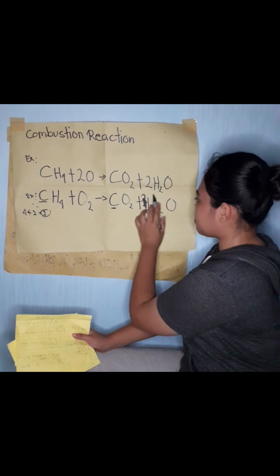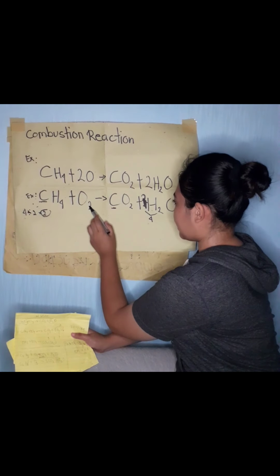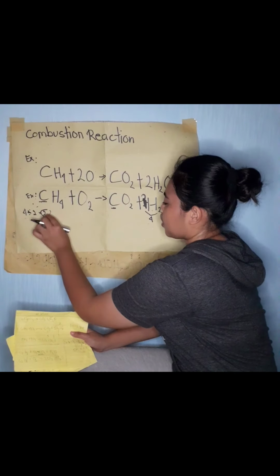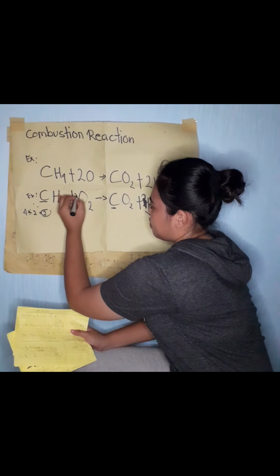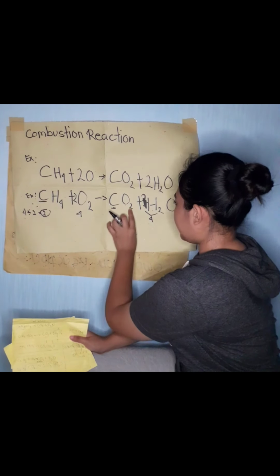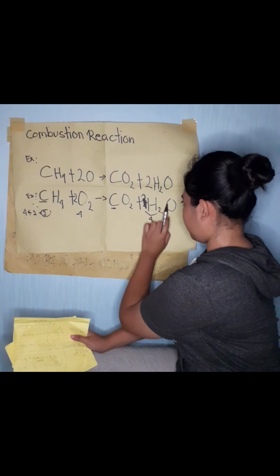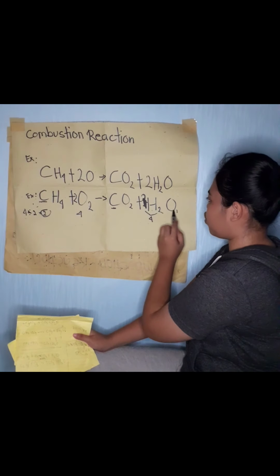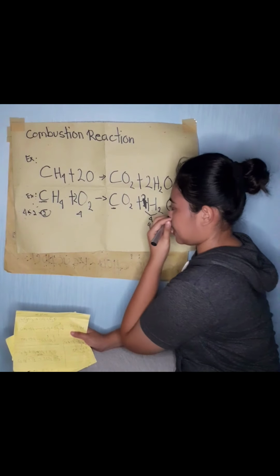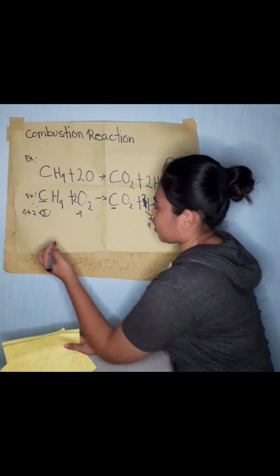4 kasi 2 times 2 is 4. So, 4, i-divide natin sa 2. Ang kakalabasan niya is 2. Ang 2 ay ilalagay natin dito. 2 times 2 is 4. Then, dito, 2 times 1 is 2 plus 2, 4. So, we have a balancing chemical equation of combustion reaction.